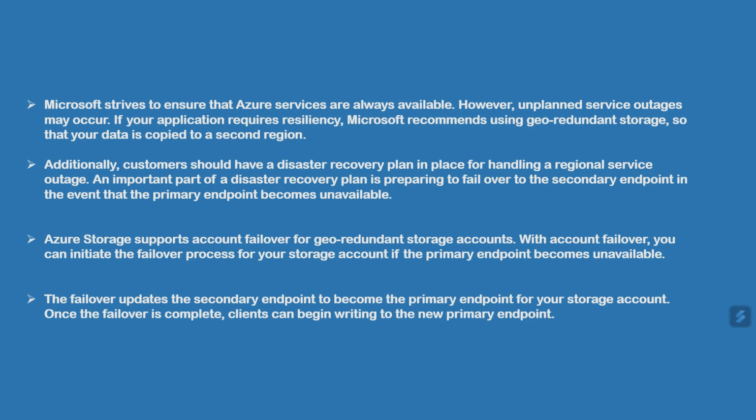Failover will be applicable. So what happens during the failover when the primary is not available? Then the secondary region serves as the primary endpoint and the customers utilizing the Azure storage are least impacted. The failover updates the secondary endpoint to become the primary endpoint for your storage account. Once the failover is complete, clients can begin writing to the new primary endpoint.